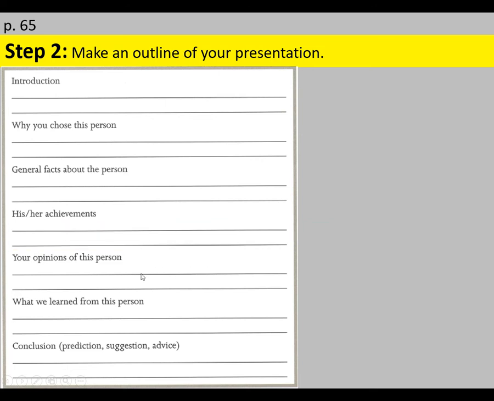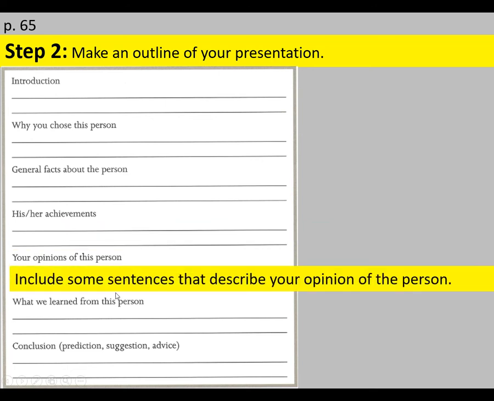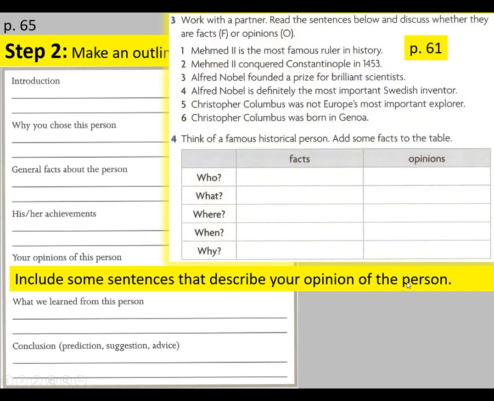And your personal opinions of this person. Include some sentences that describe your opinion of the person. Remember, we studied how to talk about facts or opinions on page 61. If you don't remember, you can go back to that video lesson.